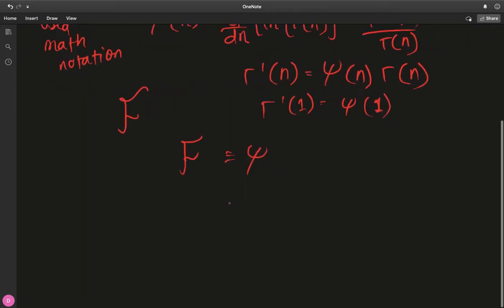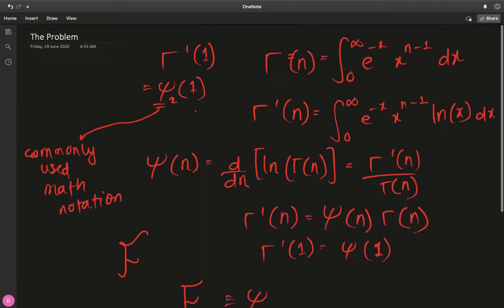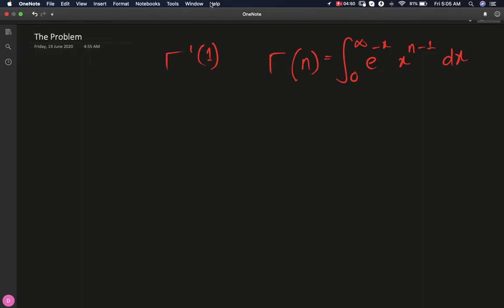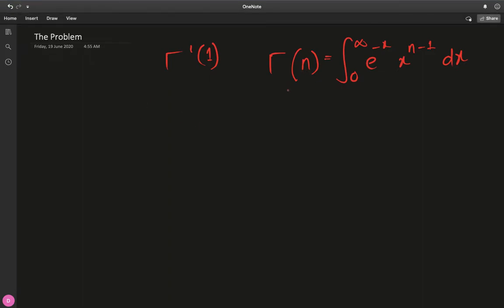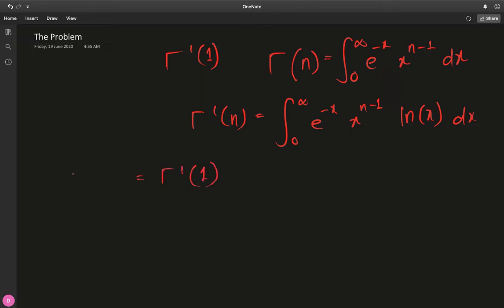Okay, so with that being said, let's go on to calculate the digamma of 1. So since we know that gamma is this, gamma prime can just be found out as the integral from 0 to infinity of e raised to negative x times x to the n minus 1 times the natural log of x dx. This is just the chain rule, don't worry about that. But since we need to find gamma prime of 1, which I showed is equal to the digamma of 1, can be written as integral from 0 to infinity.